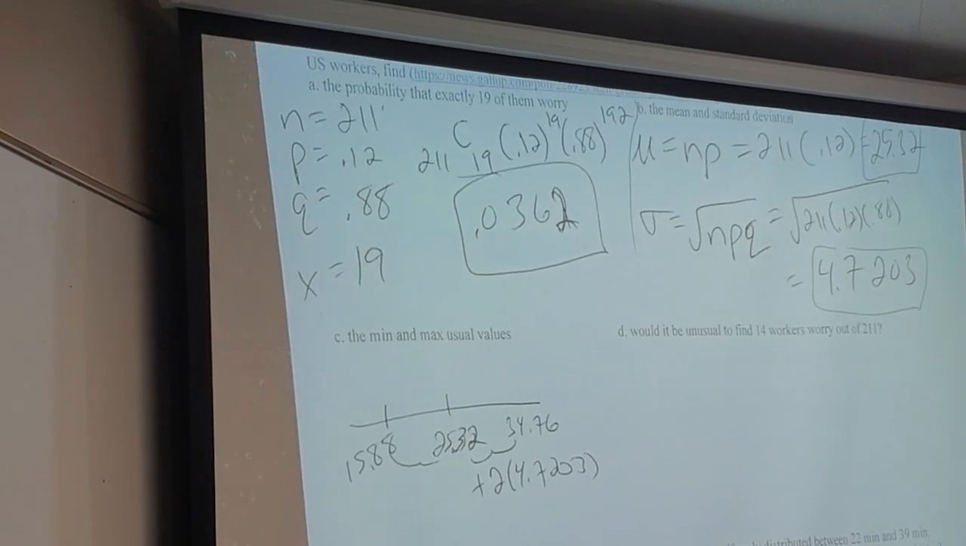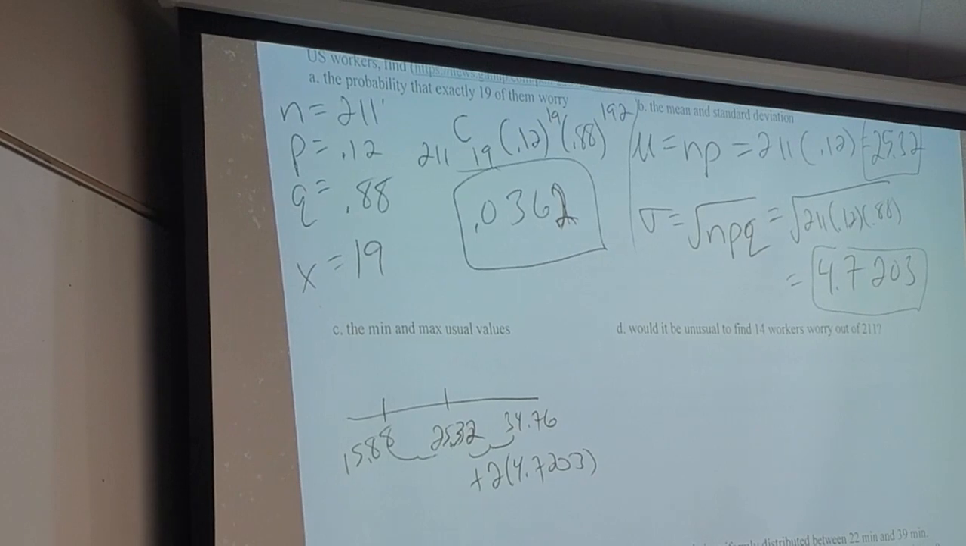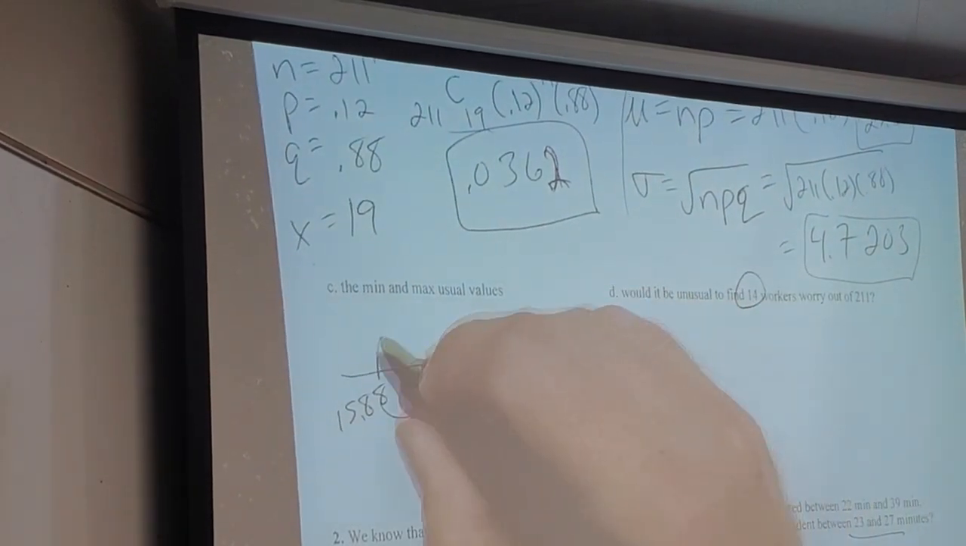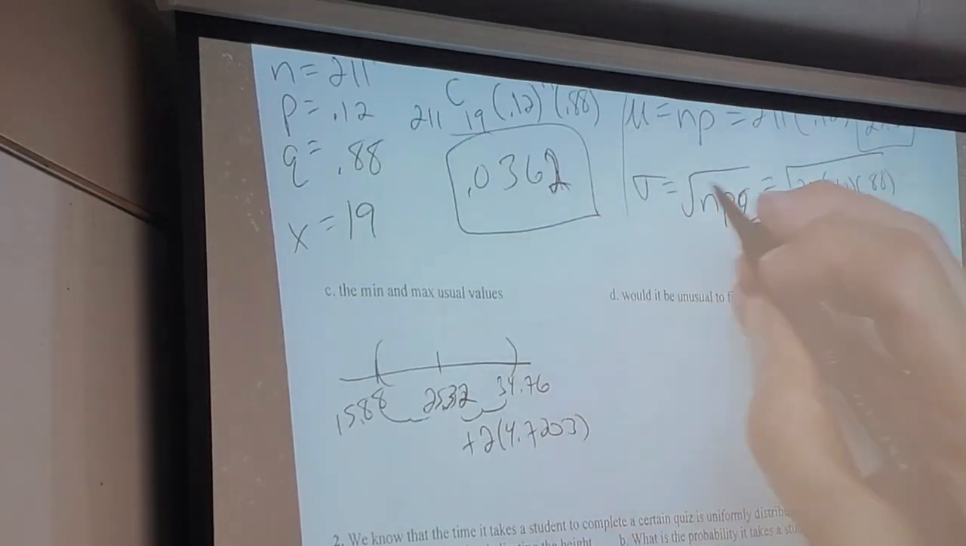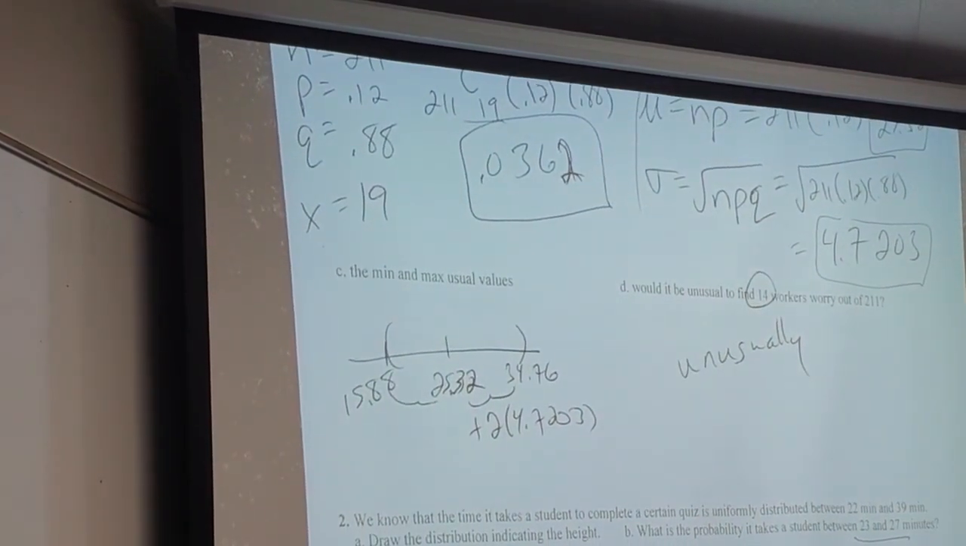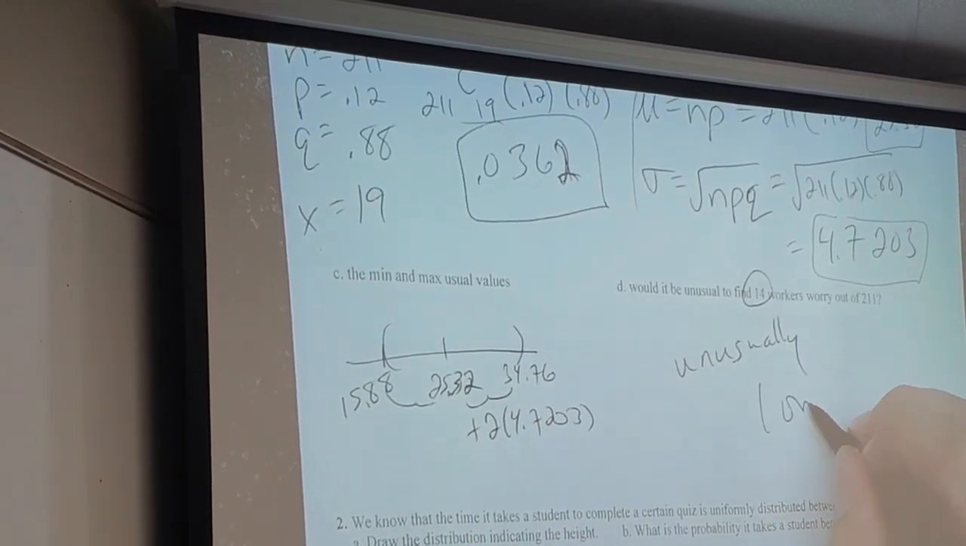Right now, in general, we're saying it's two steps away. That's where unusual starts. So would it be unusual to find 14? Yes. You don't have to say, you could just say yes. It's unusual because it's outside of two steps, two standard deviations. But you could say it's unusually low.